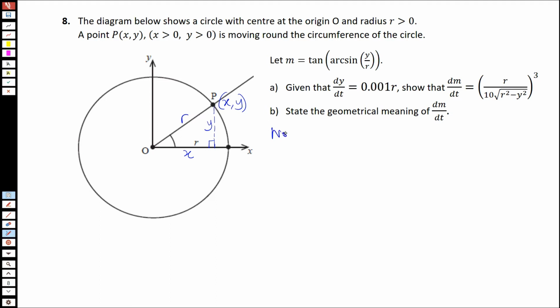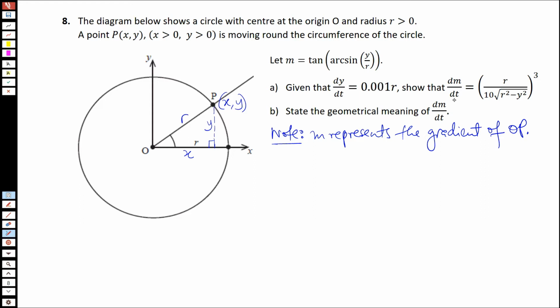So note that m represents the gradient of OP. Yeah, OP is this line here. So basically, dm over dt is the rate of change of the gradient.